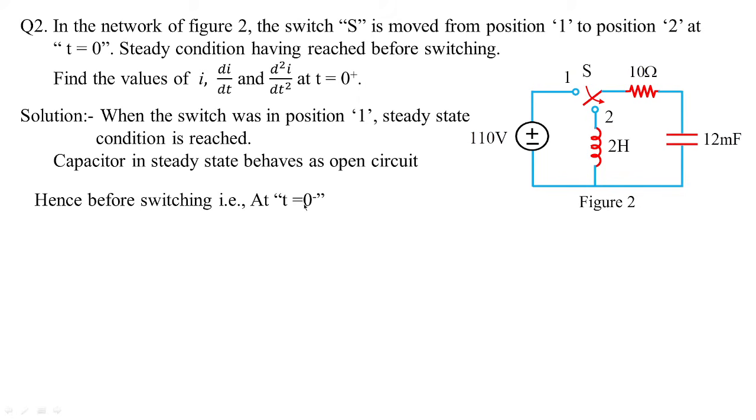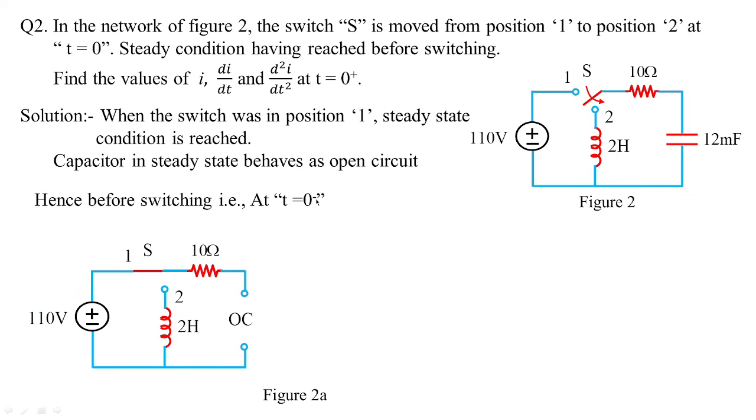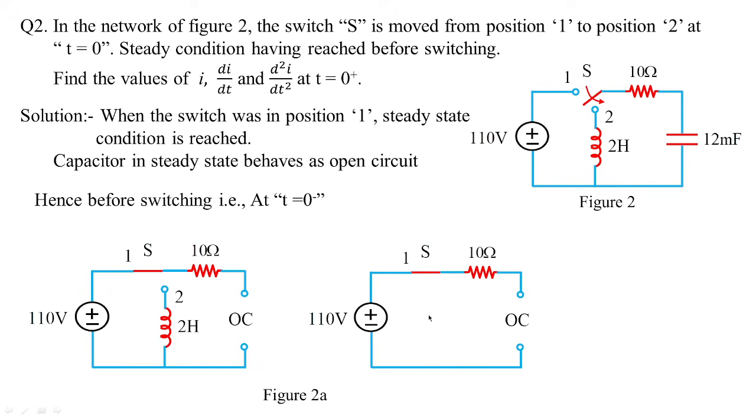So at t equal to 0 minus, that is before switching, we are taking this condition, and this is how the circuit looks. As stated, the capacitor in steady state behaves as an open circuit, so this is open circuited. Anyhow, the inductor is not connected. So this circuit changes to this circuit. The circuit shown in figure 2a is open circuited, and when it is open circuited, naturally the current value will be 0. So I of 0 minus is 0 amperes, because in an open circuit current doesn't flow.